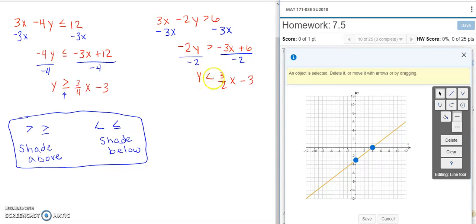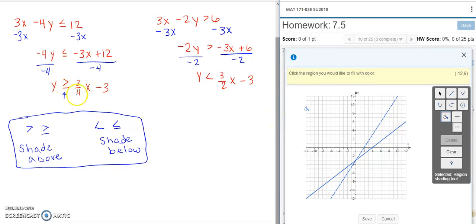This one is going to be a dashed line because it doesn't have the or equal to. So I click my line tool again, but I switch it to a dashed line. Also starts at negative 3. But it goes up 3/2. Okay? Now, for my shading, it's this little paint can piece here.